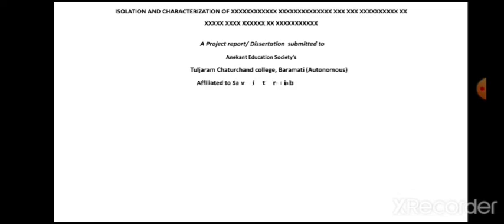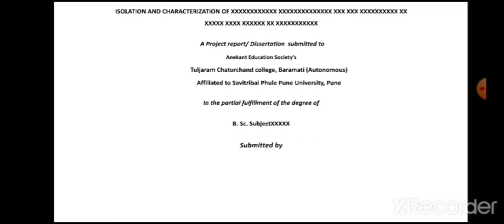A project report or dissertation submitted to Anekant Education Society's Tuljaram Chaturchand College, Autonomous, affiliated to Savitribai Phule Pune University, in partial fulfillment of the degree of, now here it is written BSc. Instead of that, you need to write here MSc and the name of your subject. So MSc Microbiology, MSc Physics, MSc Chemistry, MSc Statistics, MSc Zoology, MSc Botany, MSc Electronics, etc.